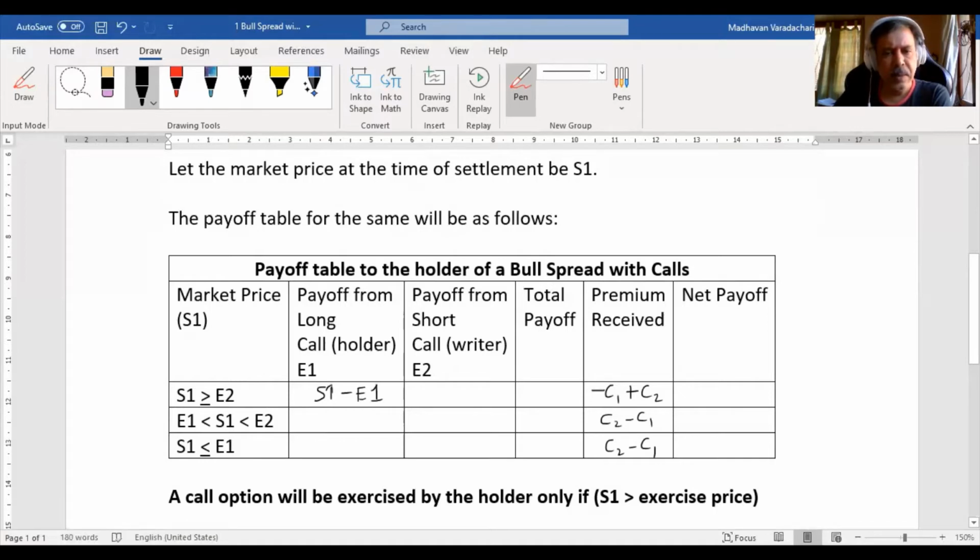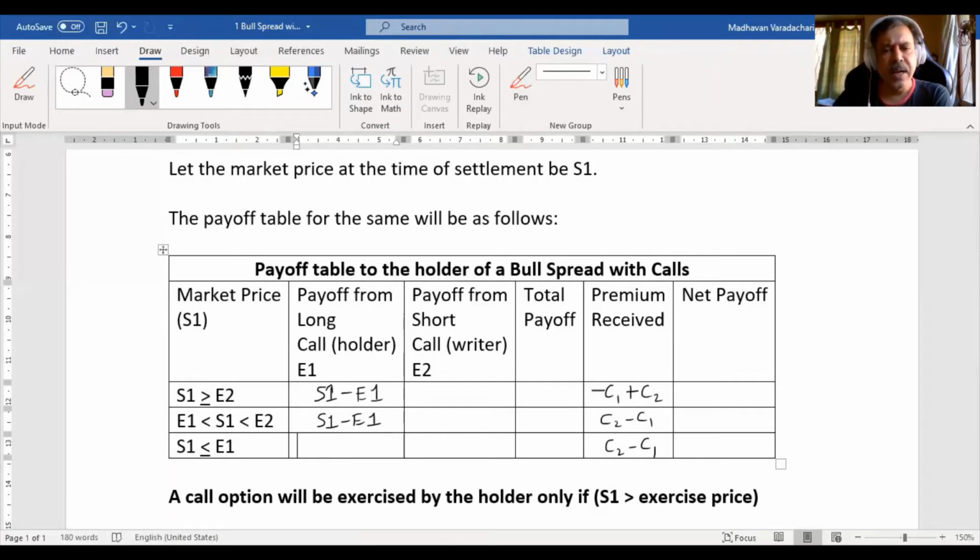S1 minus E1. That will be my profit. In the second case, if I come down, here market price is larger than my exercise price E1. So here also I will exercise, my profit will be S1 minus E1. In the third one, you may notice market price is lesser than my exercise price. I will not exercise, so I don't get any payoff in this. I'll put it as 0.